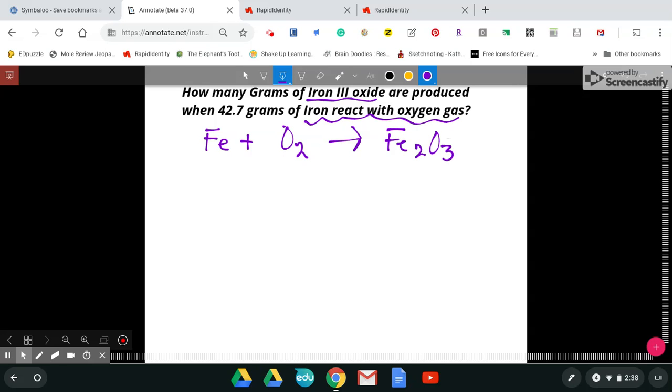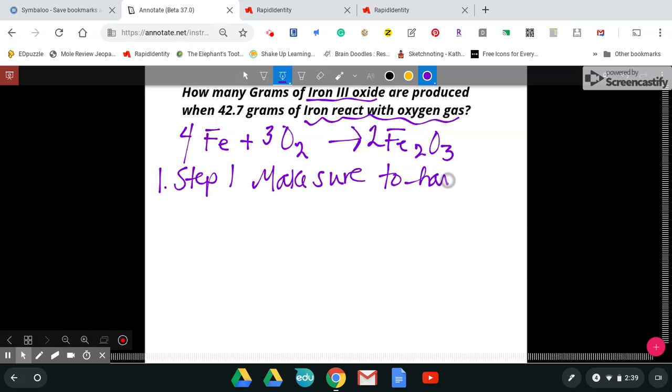No. So the first thing I'm going to do is balance my oxygens because they're going to be a little bit off. That's going to give me 6 oxygens on both sides. Now I need to put a 4 here, and I've got a balanced equation. So step 1 is always make sure that you have a balanced equation.